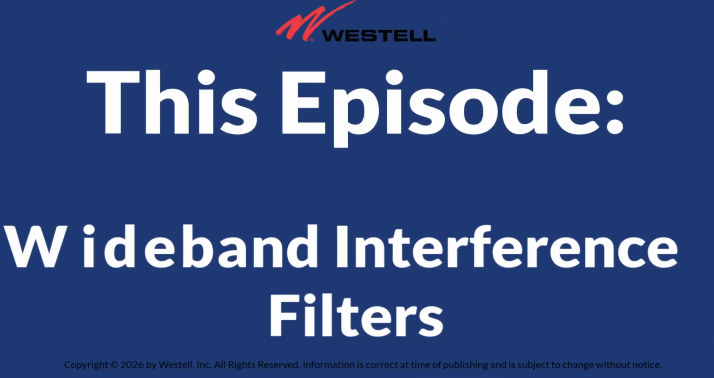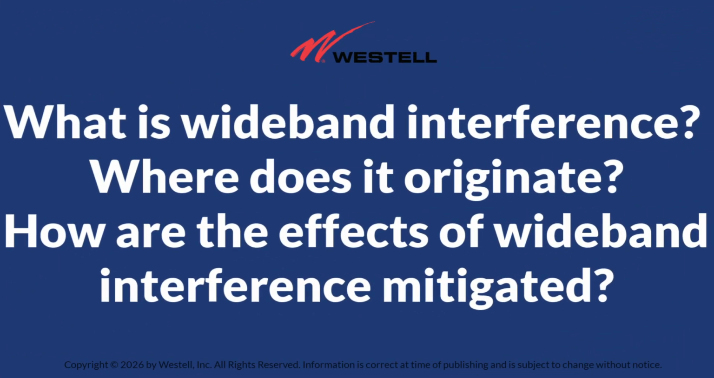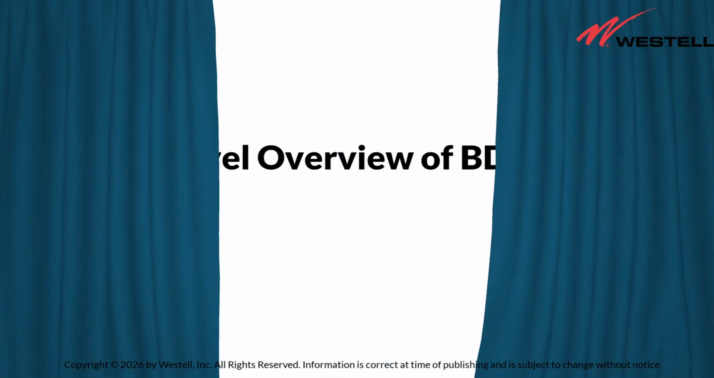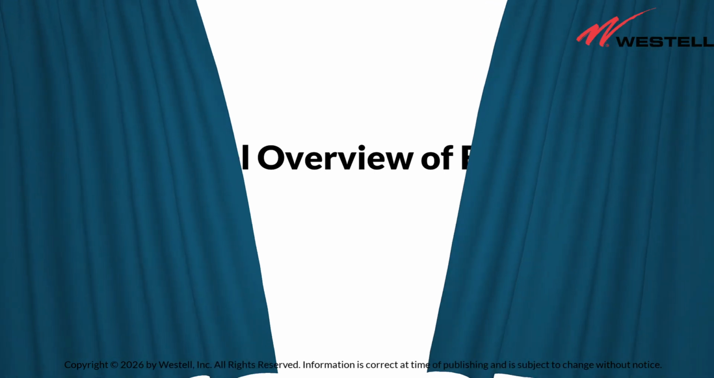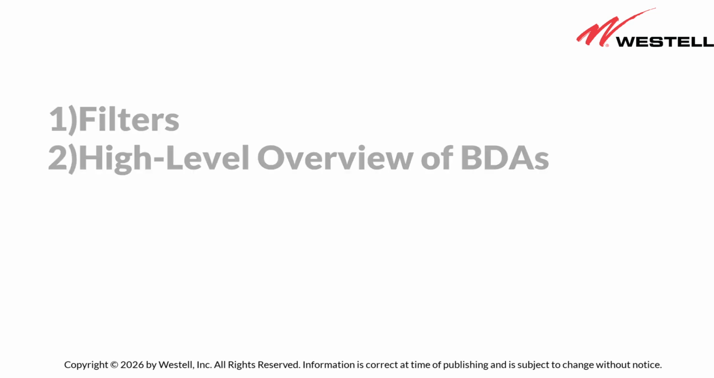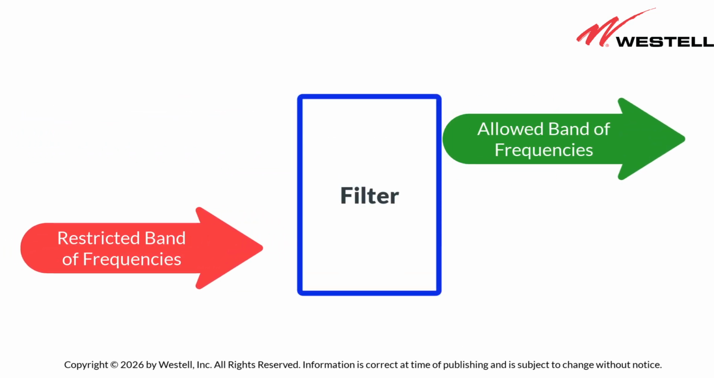In this episode, we will discuss wideband interference filters. What is wideband interference? Where does it originate? How are the effects of wideband interference mitigated? Before the answers to those questions are revealed, two topics must be reviewed: filters and a high-level overview of how bidirectional amplifiers operate. Filters are devices that restrict or allow bands of frequencies to pass through them.